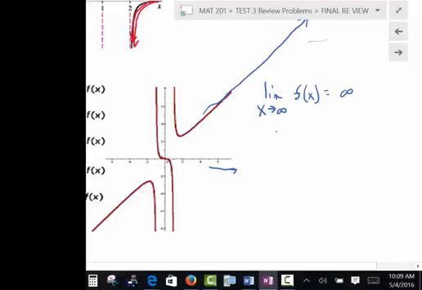Okay, so the next thing is, what does this one say? Limit as x goes to -1 of f of x. So if you're going to -1, and this is actually a two-sided limit right here. Now, what is that, -1, right?